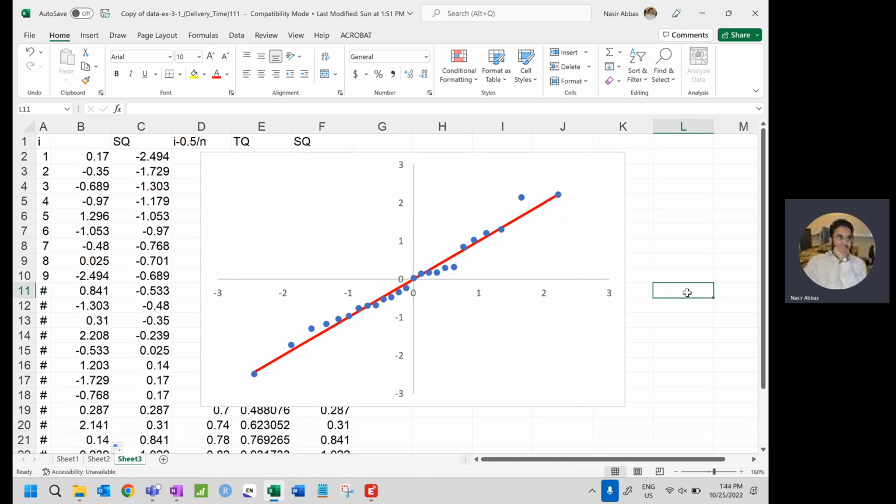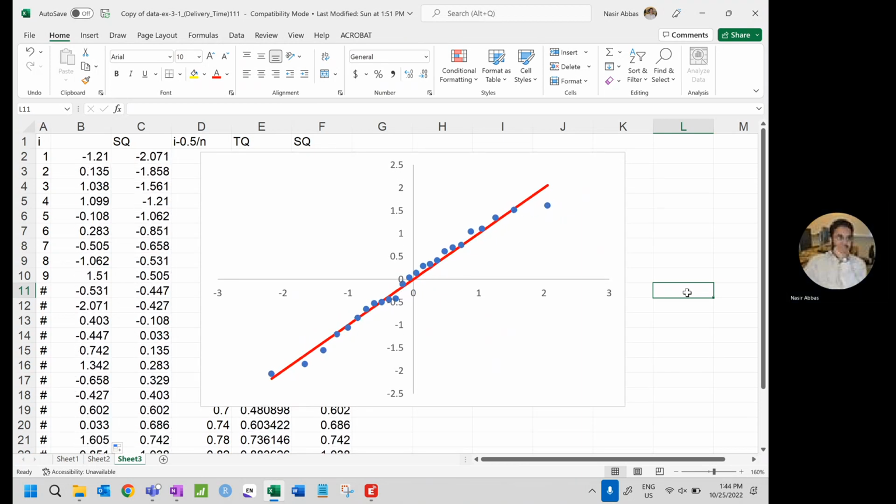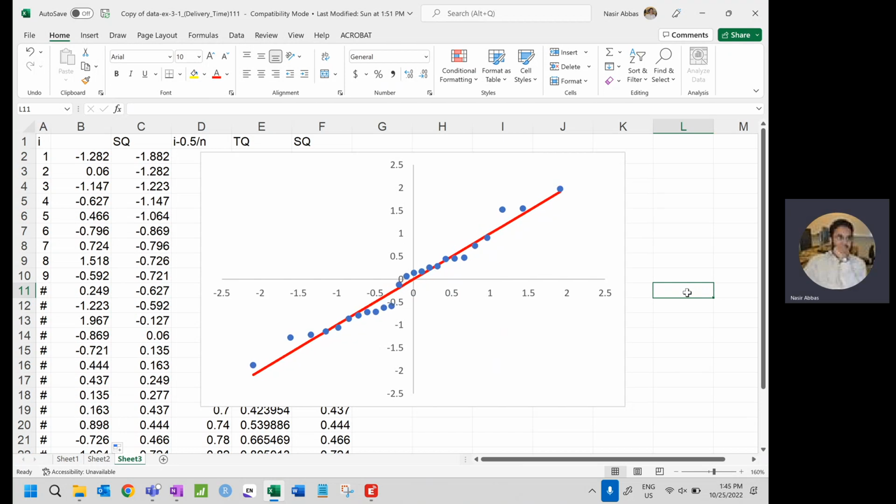This is fairly close. These are very, very close. Let us say this one. One may say that these few points and these few points are far away from the line. For them, they may be far away. For me, I will say this is not far away. So it is subjective. I may come up with normality and you may come up with non-normality.